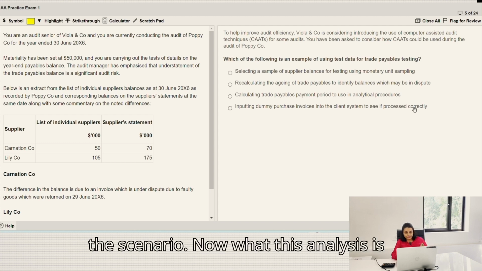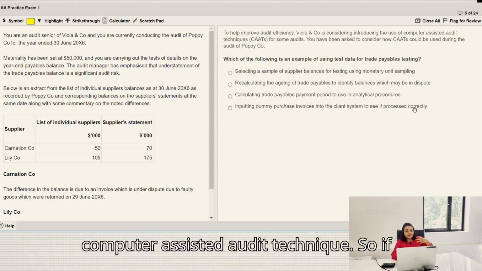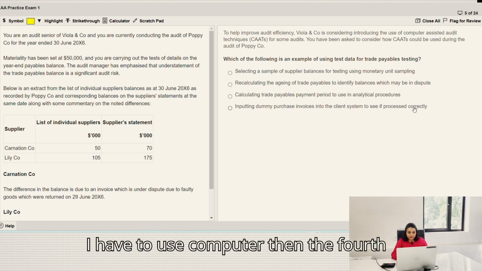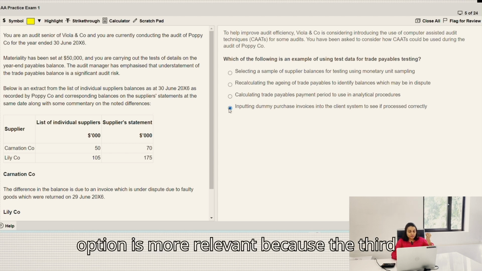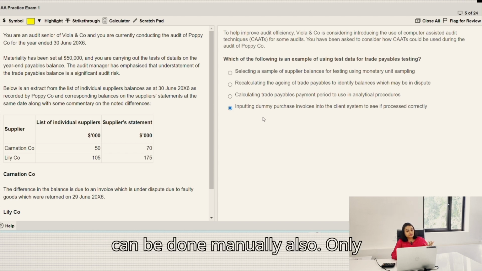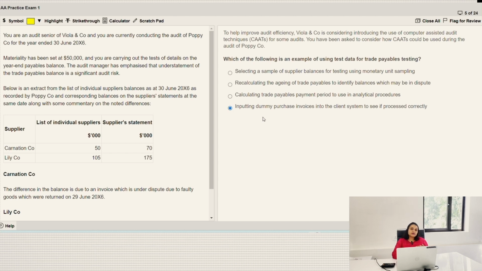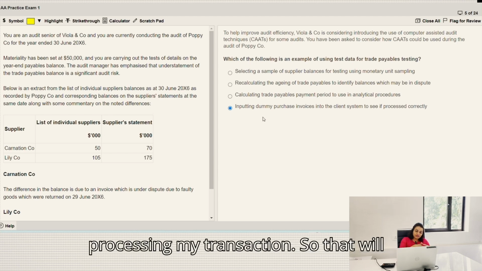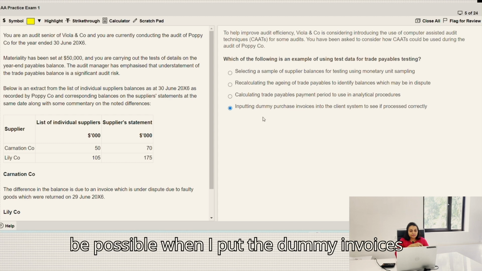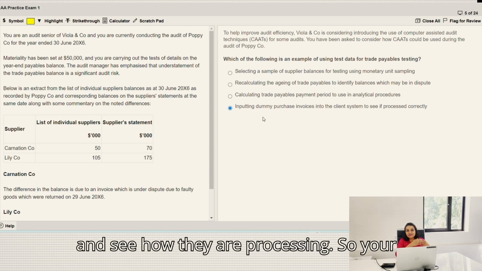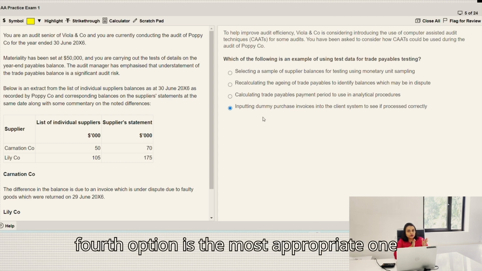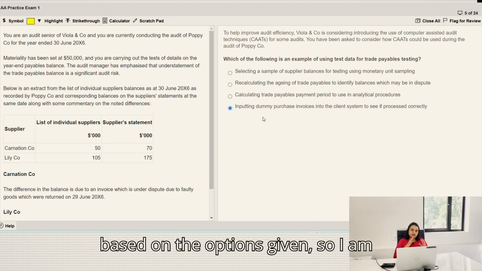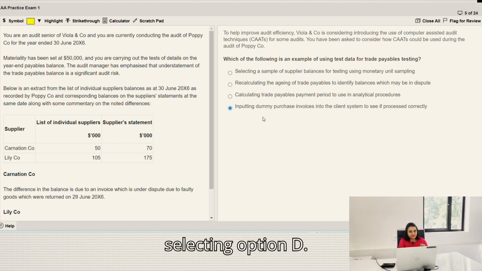But look at the scenario. Now, what does the scenario say? Computer assisted audit techniques. So, if I have to use a computer, then the fourth option is more relevant because the third can be done manually also. Only I am seeing how the computer is processing my transactions. That will be possible when I put in dummy invoices and see how they are processed. So your fourth option is the most appropriate one based on the options given. So I am selecting option D.